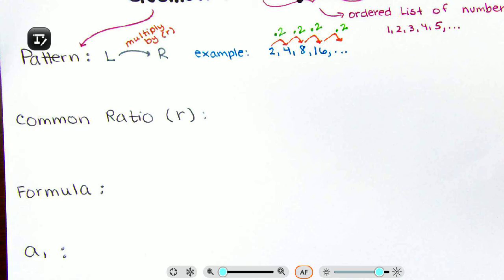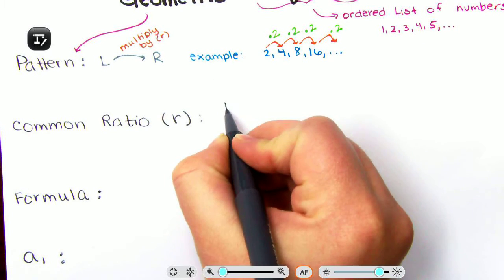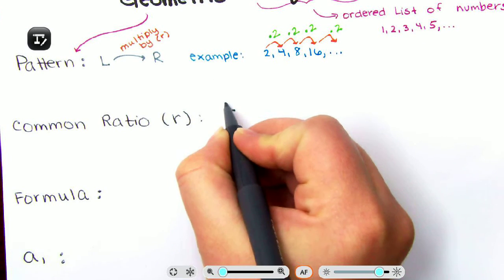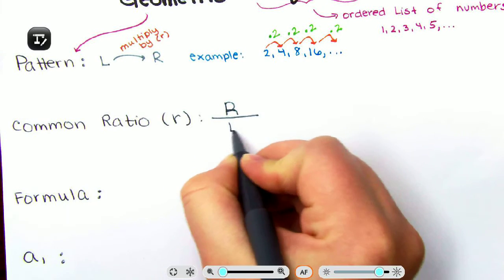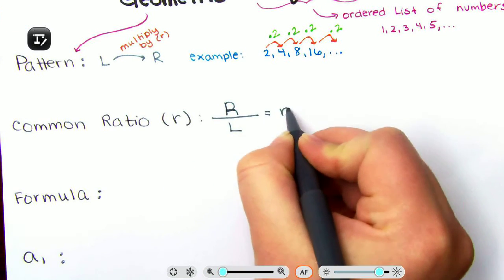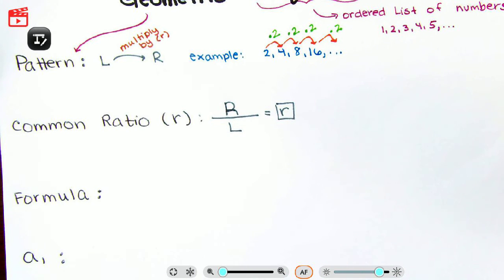Now, what is a common ratio? The common ratio is, in other words, the pattern. What did you multiply by? The easiest way to find the common ratio is to take your right number divided by your left number, and that's equal to your common ratio. The common ratio has to be common. It has to be the same. Let me give you two examples.